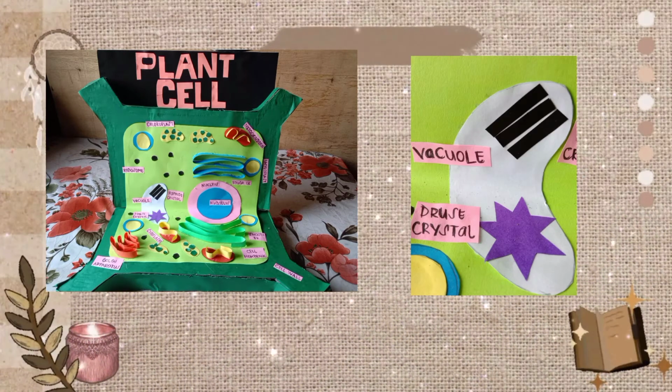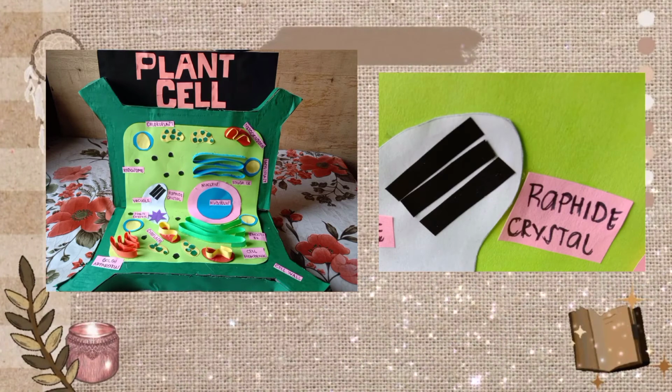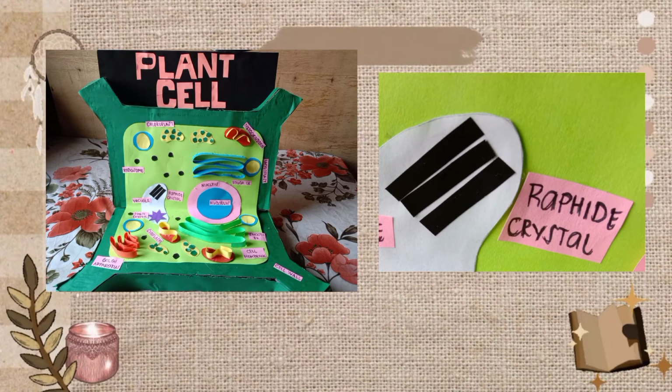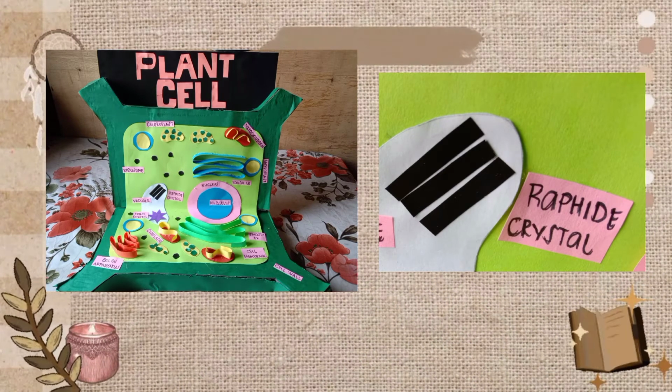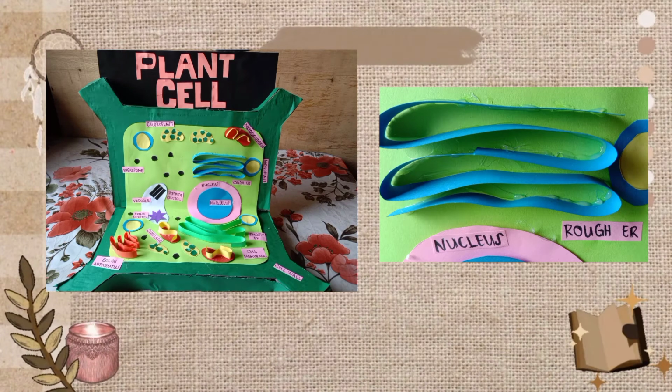Vacuole. A vacuole is a membrane-bound cell organelle. In plant cells, vacuoles help maintain water balance. Sometimes, a single vacuole can take up most of the interior space of the plant cell. Raphide crystal. A raphide crystal is found in plant cells and has the primary purpose of repelling animals away from plants. Rough endoplasmic reticulum. The RER is responsible for protein synthesis, modification, packaging, and quality control.